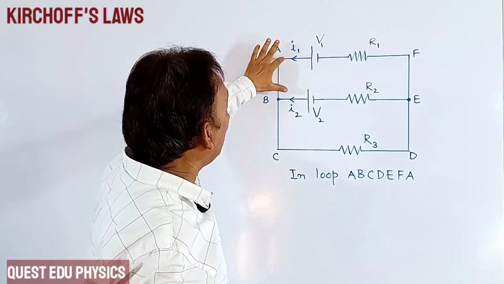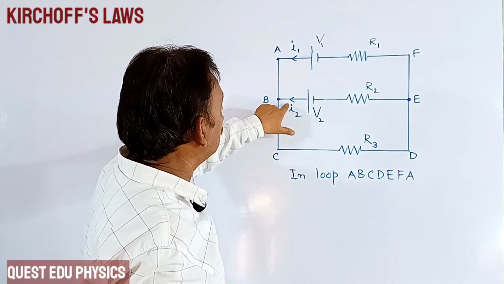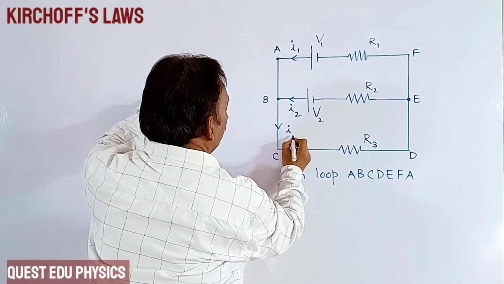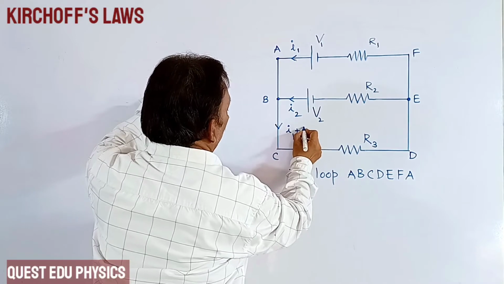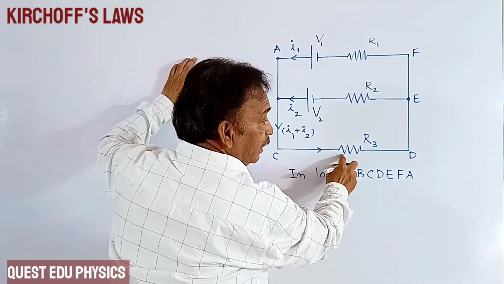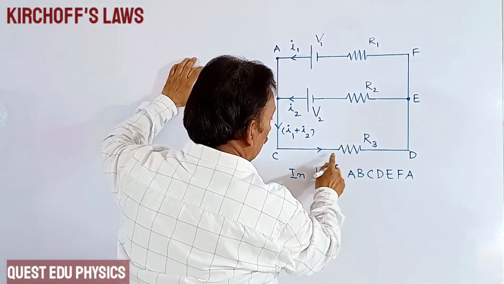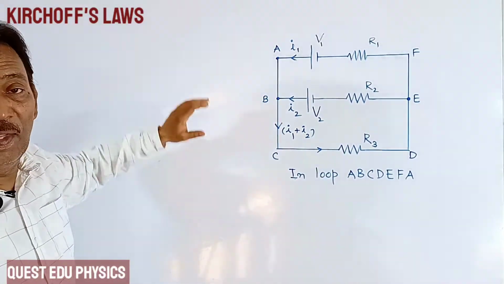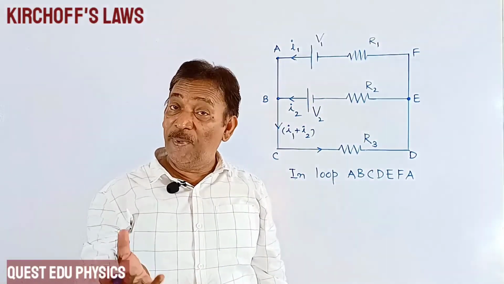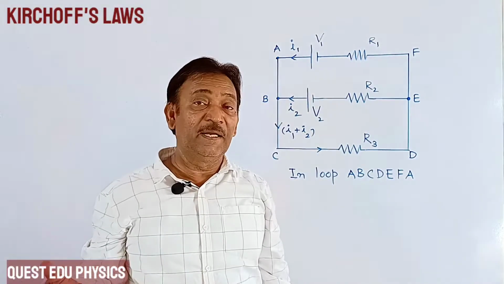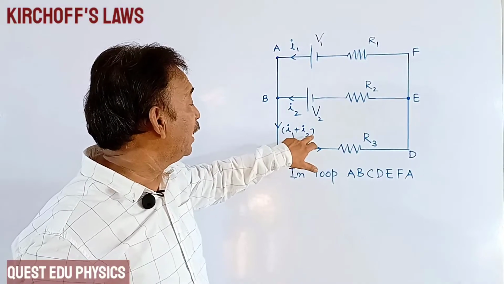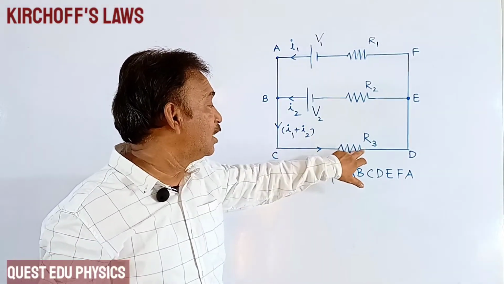Then this current I1 reaches this point B, and I2 is also reaching, and together the current flowing is I1 plus I2. The same current is flowing here, and it has to cross the resistor. According to the statement, the algebraic sum of the potential drops must be equal to 0. That is, sigma IR is equal to 0. Here also I am using the same thing. The total current is I1 plus I2, and it is crossing the resistor.